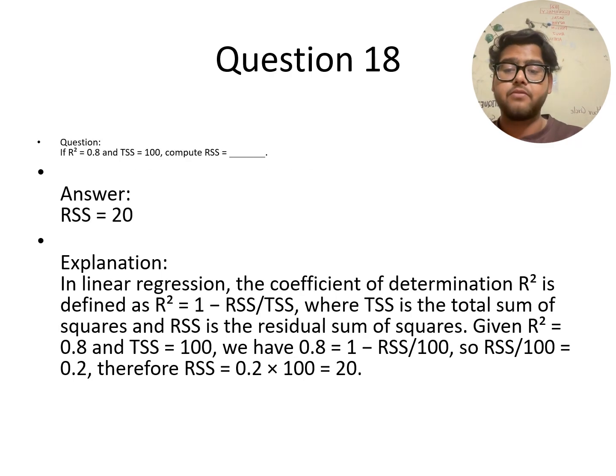18th question we have: if r squared is equal to 0.8 and TSS is equal to 100, compute RSS. So in this we will have RSS equal to 20, because in linear regression the coefficient of determination r squared is defined as r squared equals 1 minus RSS upon TSS, where TSS is the total sum of squares and RSS is the residual sum of squares.